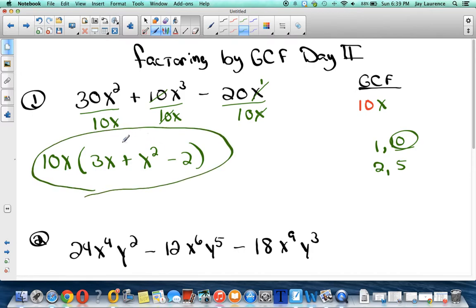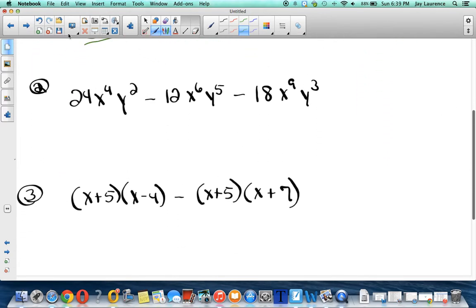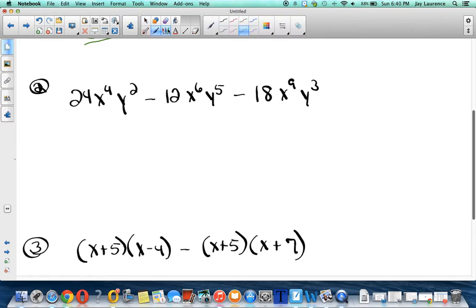Now, it's possible that this thing inside might factor further. I don't believe it's going to, but you don't know how to do that yet. So, anyway, let's go on to number 2 here. It doesn't look like I gave myself enough room to work, so let me slide number 3 down a little bit. All right, I'm going to go on my hunt for the GCF, the greatest common factor.